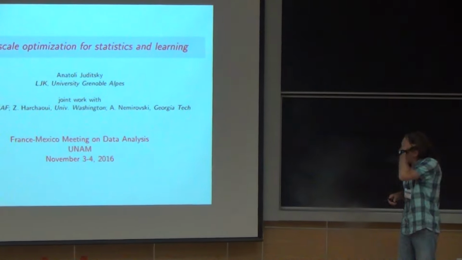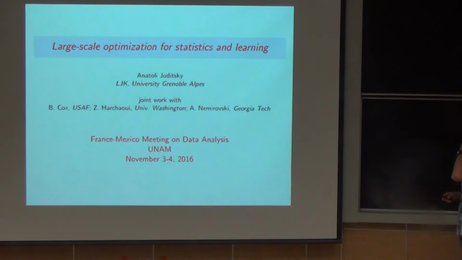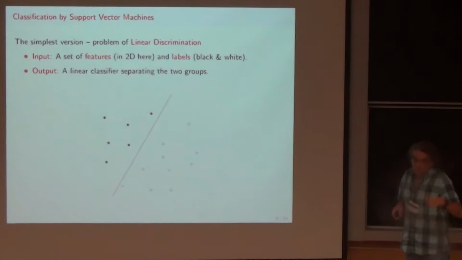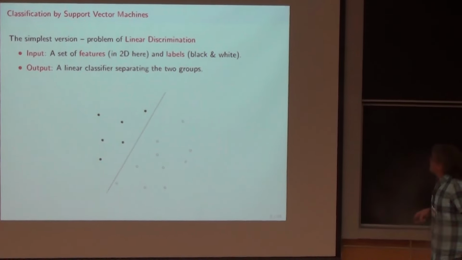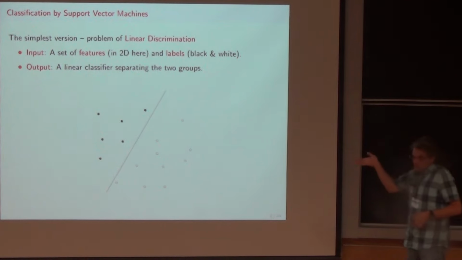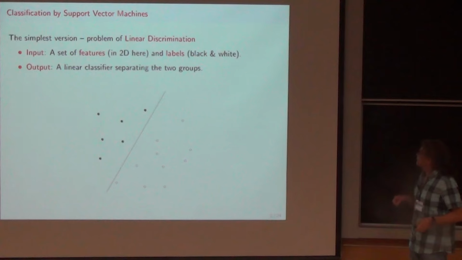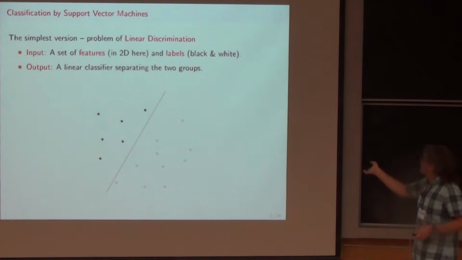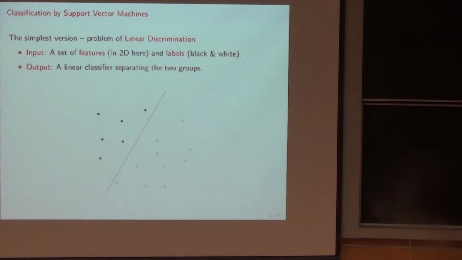So, basically, I will speak about just one problem, which is motivated in part by the classification problem. The simplest classification problem is linear discrimination, when you have two sets of points, and you want to find a hyperplane which separates the two sets. The attributes of the points, the features, are the coordinates in the space of these points, and you have the labels which are plus or minus 1, which you can say are black points and white points, so you want to find this separator.